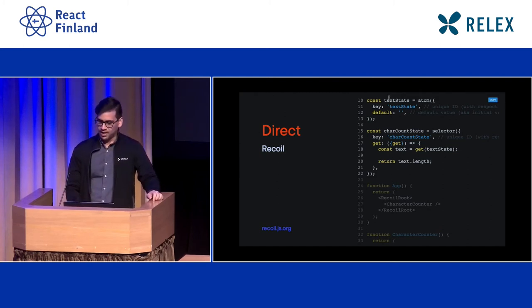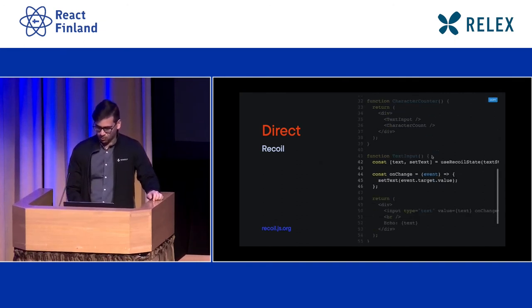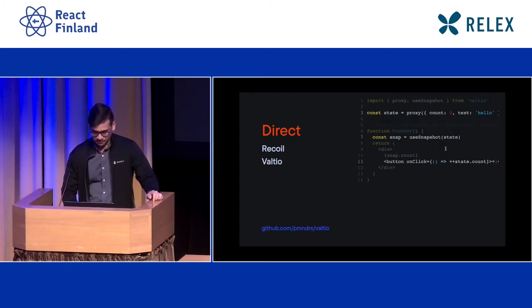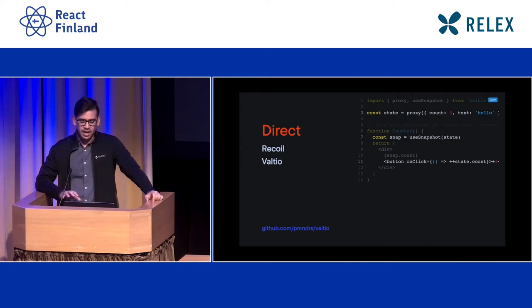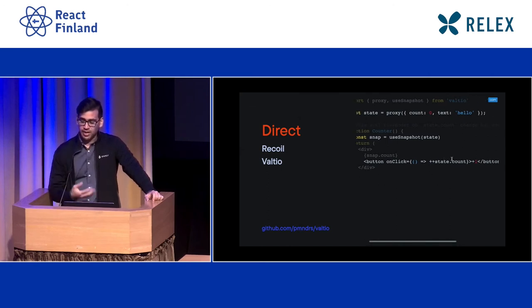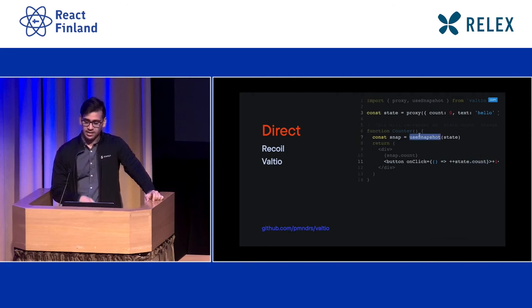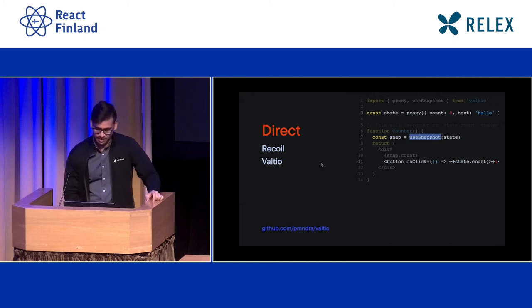First, we have Recoil, where we have this notion of atoms. This is one of the direct ways of updating states. You would just set text, you use Recoil state. So it feels very much like useState, and you could just manipulate it from everywhere. There's also Valtio here, which is not exactly the same. You have this global-ish state. You could use a snapshot of the state, and you could directly manipulate that state over here. It's using a proxy to maintain observers in the components so that it's only going to re-render for the things that are actually reading the state.